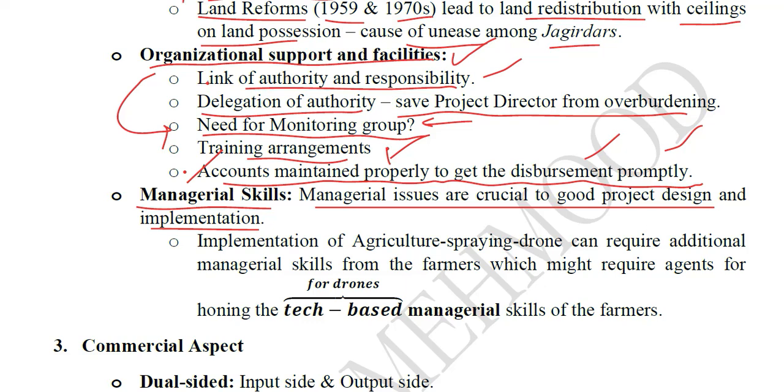Let's take an example here. Implementation of agricultural spraying drone. You know about those drones that are being used recently to spray various pesticides on the crops.